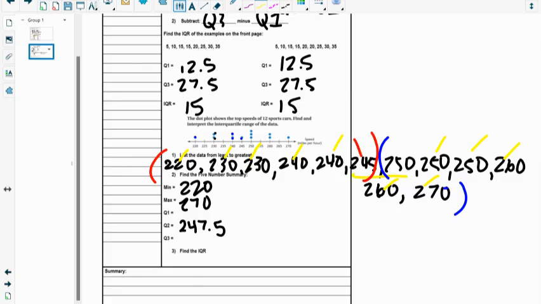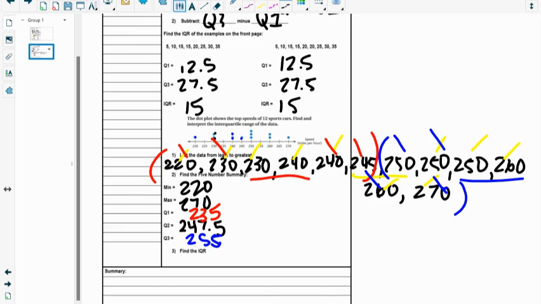Then I cross off 1, 1, 2, 2. I'm left with 2 numbers in the middle. 230 plus 240 divided by 2 is 235. Do the same thing with my top group. 1, 1, 2, 2. I've got 2 numbers in the middle. Now I'm not going to add them together because I know the middle of 250 and 260 is 255. But you could add them together and divide by 2. You're going to get 255 as well.